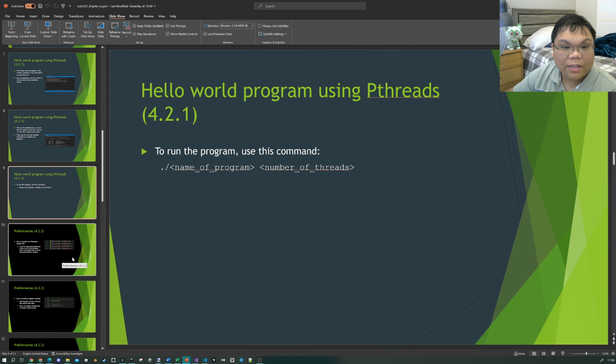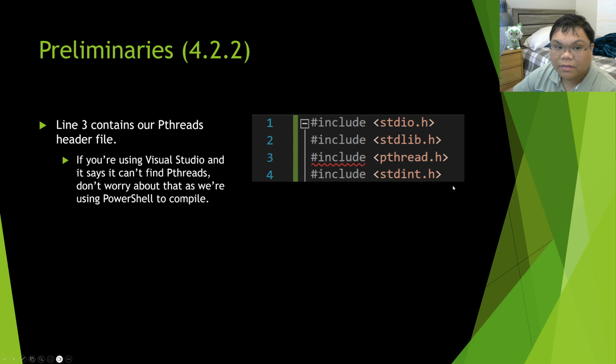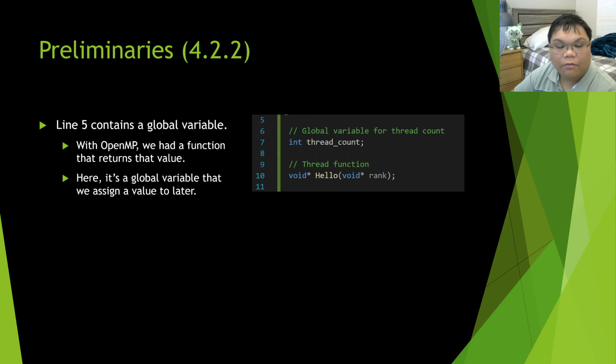In fact, it might be better to just look at the PowerPoint slides instead. So we start off with our include headers. We need pthread.h as one of our libraries. We also need a global variable called thread_count. In OpenMP, we had a function that would give us a thread count, but in pthreads, to fulfill the same thing, we need a global variable called thread_count. We're going to assign a value to that later on.